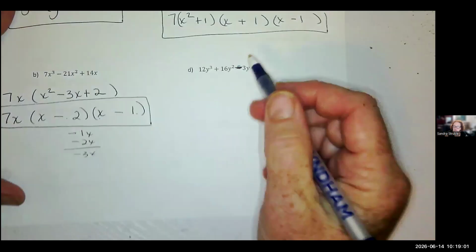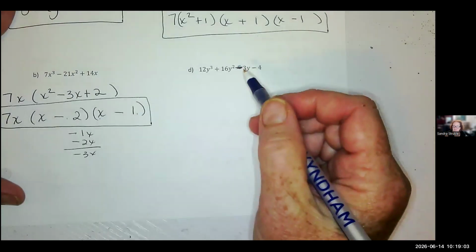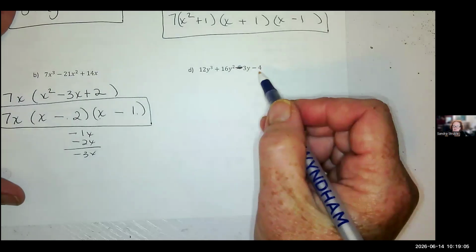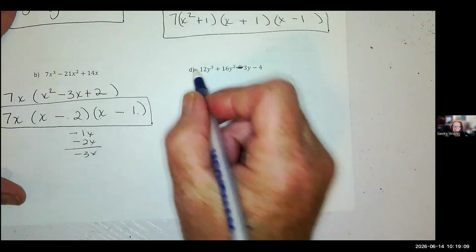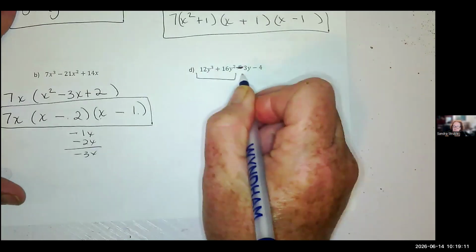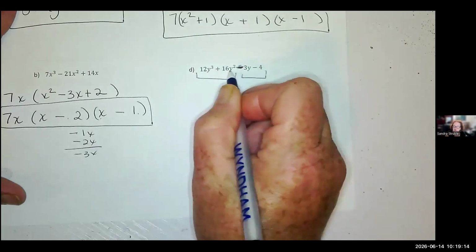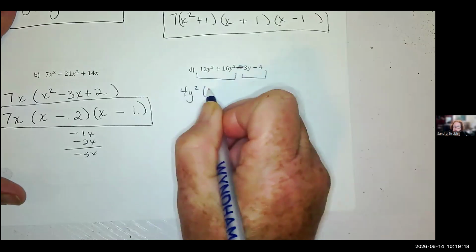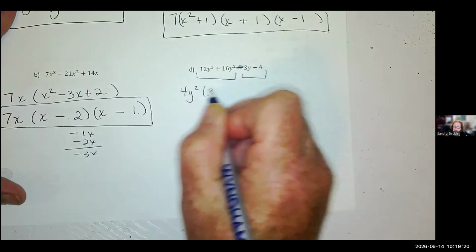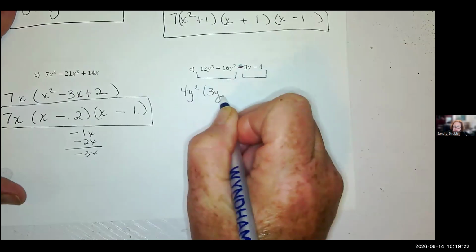Okay, 4 terms, we have to use grouping. Looking at the first 2 terms, what do they have in common? They've got a 4 and y squared. When you factor 4 from 12, you're left with 3. When we factor out the y squared, you're left with y plus 4 times 4 is 16, and the y squared is gone.